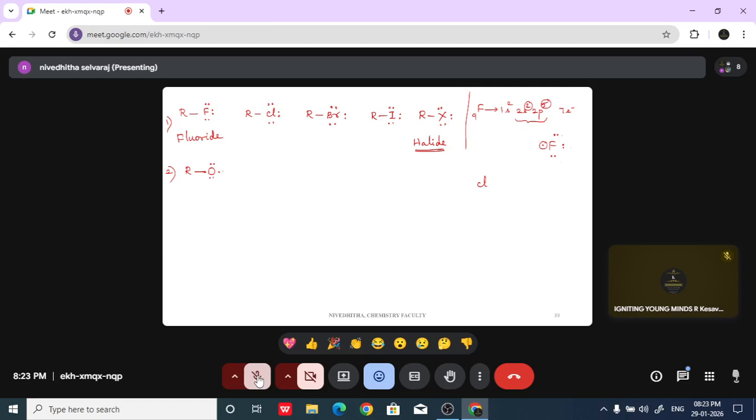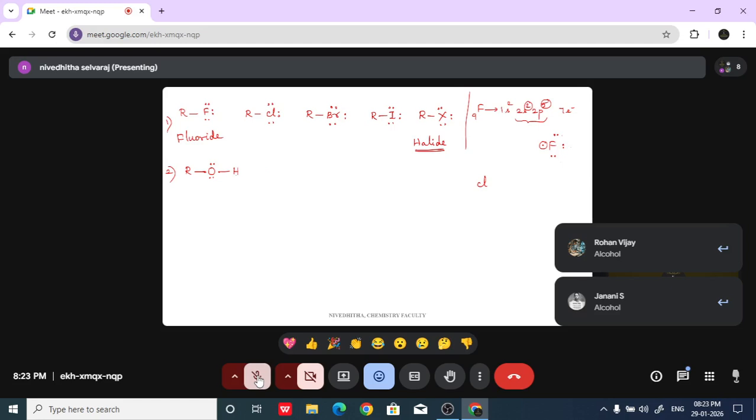Now we have one unpaired electron. This oxygen will use this unpaired electron to combine with a hydrogen atom. That's it. Could you please tell me the name of this functional group? Jenny? What is the name of this functional group? Yes, it is alcohol.